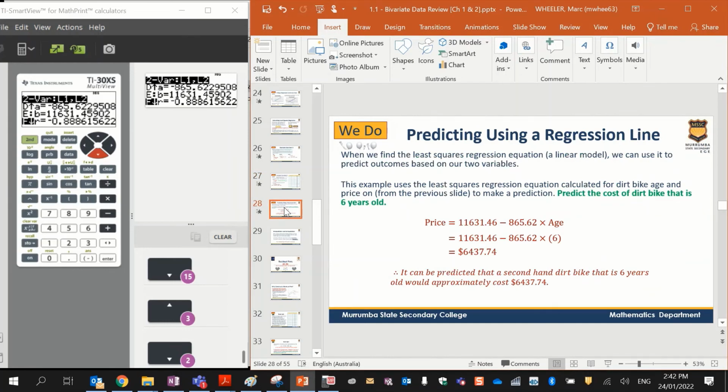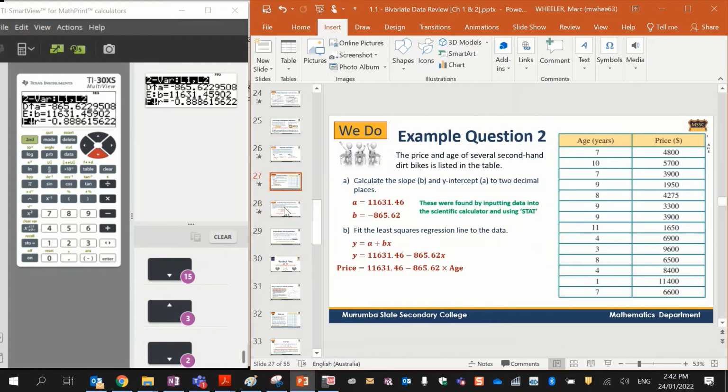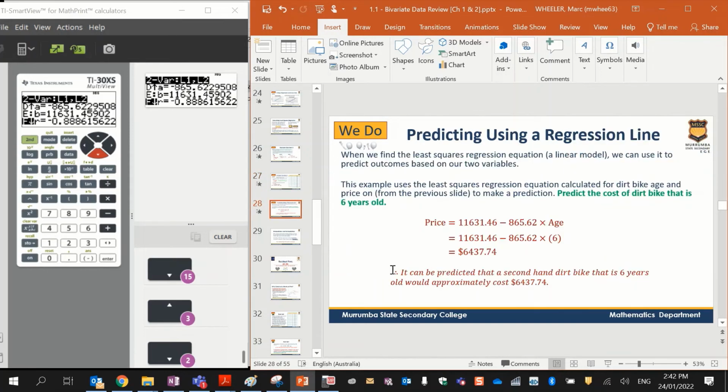Now here's the example I was talking about, which is predicting. So once we have this equation, we can predict the price of any dirt bike if we know its age, okay? So this example uses the previous one. So let's predict the cost of a dirt bike that's 6 years old.